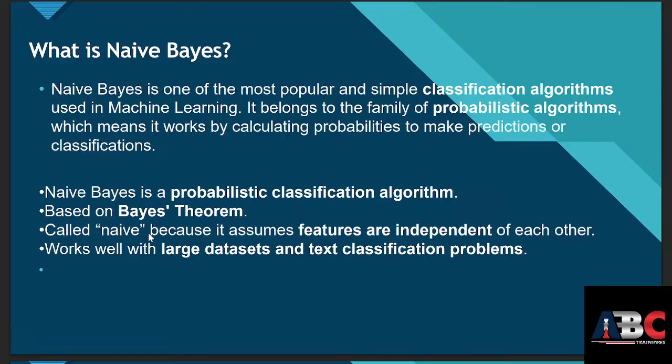The mathematical formula for Bayes theorem is P(A|B) equals P(B|A) times P(A) divided by P(B). Here P(A|B) is the probability of event A given event B, P(B|A) is the probability of B given event A, P(A) is the prior probability of A, and P(B) is the prior probability of event B.